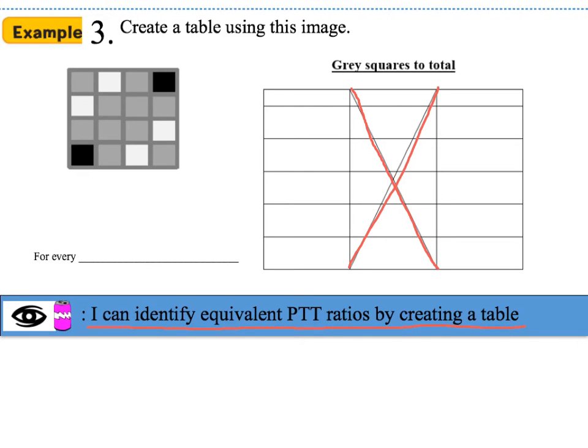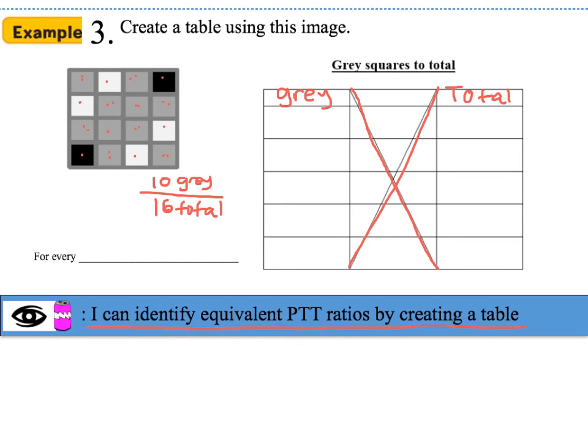It says create a table using the following images: gray squares to total. So I'm going to label this as gray because that's 1 part of my ratio, and this was my total column. So what we should do is we should go ahead and count the gray squares. So we've got 1, 2, 3, 4, 5, 6, 7, 8, 9, 10. You've got 10 gray squares, for a total of 1, 2, 3, 4, 5, 6, 7, 8, 9, 10, 11, 12, 13, 14, 15, 16 total squares.